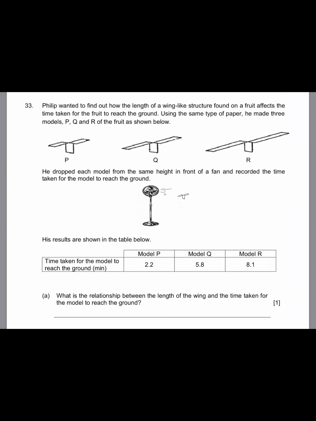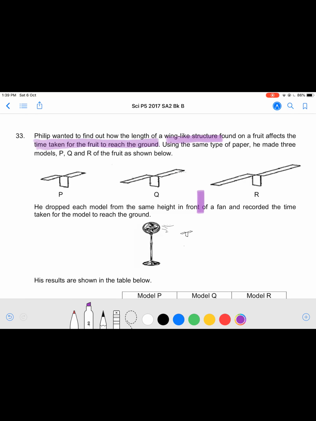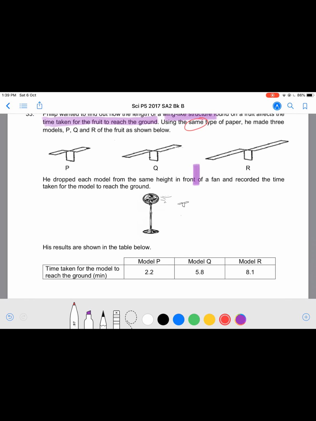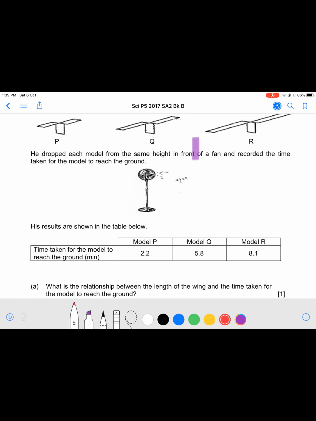Question 33. Philip wanted to find out how the length of the wing-like structure found on a fruit will affect the time taken to reach the ground. So this is the aim of the experiment. Using the same type of paper, fair test, he made 3 different models, and he's going to use a fan to drop them. So the time taken, that's for P, that's for Q, and that's for R. So it seems that the longer the length of the wing, it took longer for it to reach the ground.